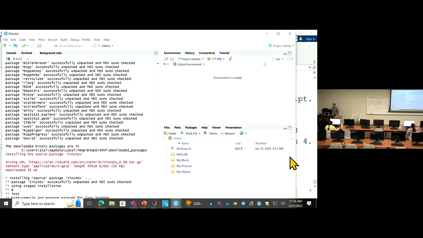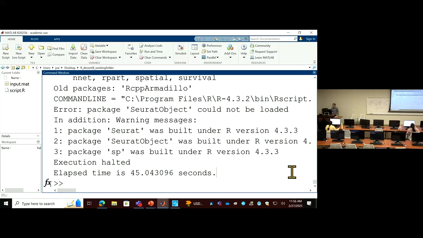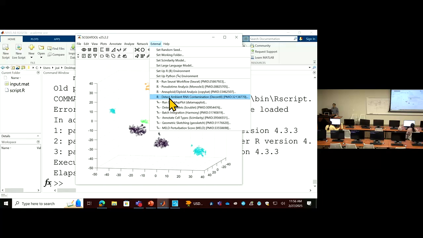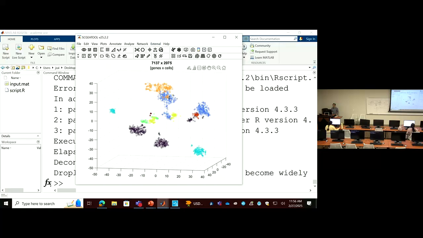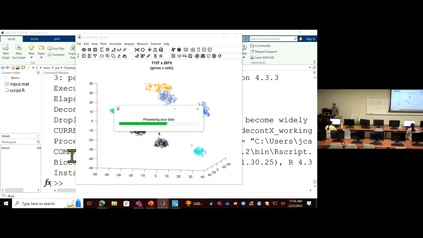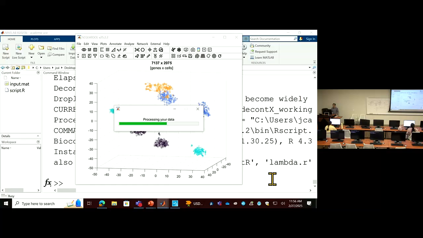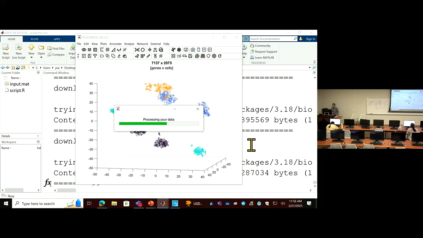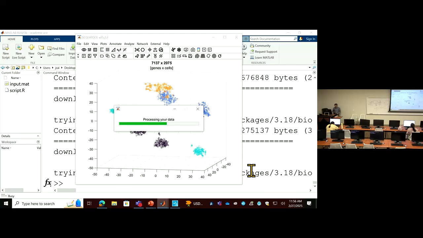So maybe I should try inside here to try the contamination removal. This will be another R package. So the first time it will install that package. If you look at the output, after installation, you run that again, and this should work. Now it is installing the package.